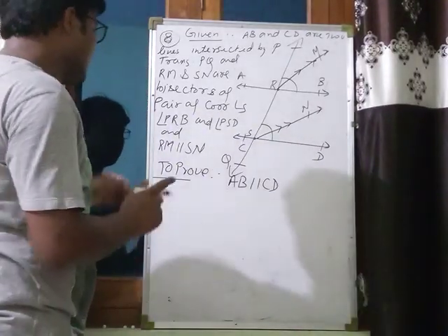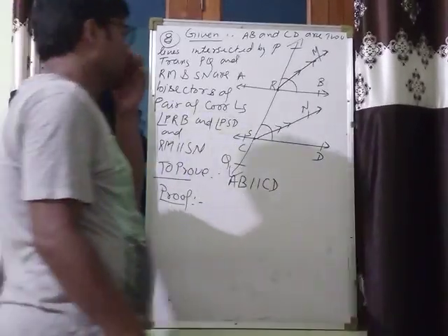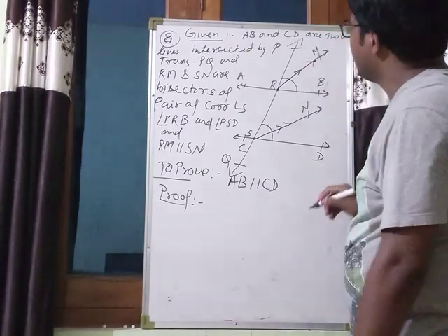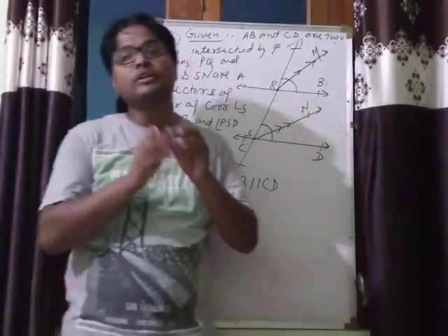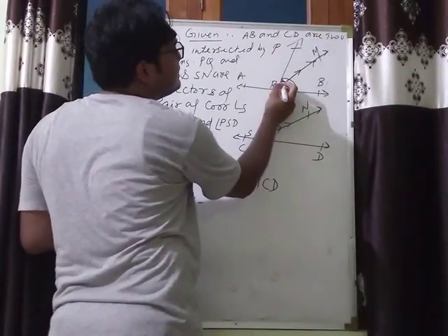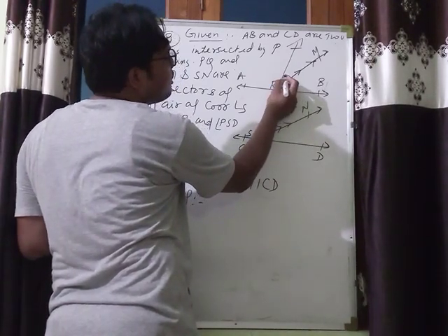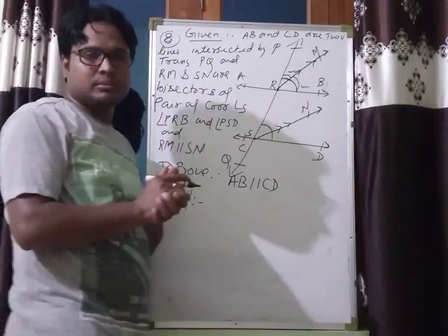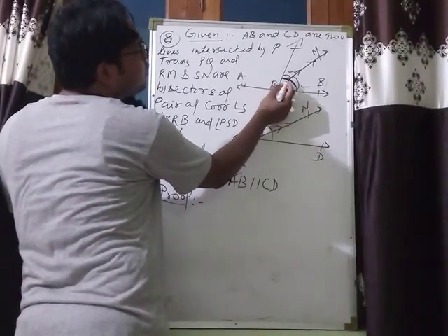Okay? So I am going to prove this. See, RM is bisector of angle PRB. What is the work of bisector? To divide the given angle into two equal parts. Means this RM is bisector of PRB, means it divides this angle into two equal parts. This one and this one both are equal angles. Means the whole one will be twice of each one.